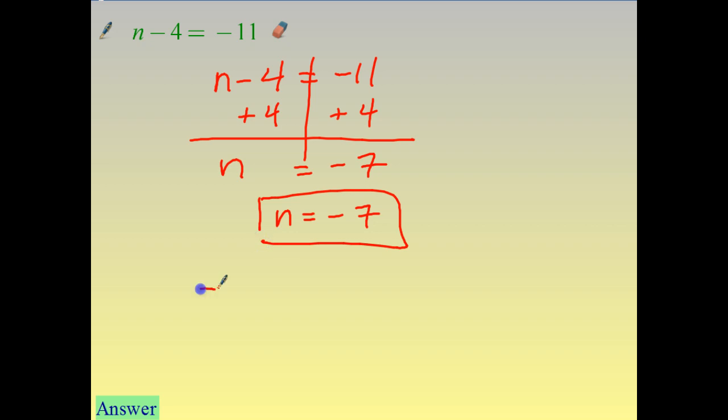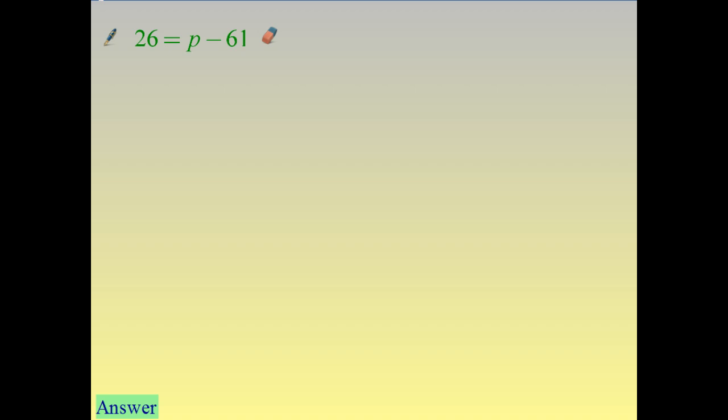Let's check it. So negative 7 minus 4, does that equal negative 11? Well, if I'm at negative 7 and I go down 4, that does put me at negative 11. And it checks out. Okay. All right, last one. Go ahead and do this one.